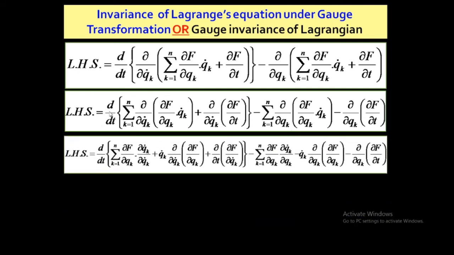Just look at d by dt, summation over k. This is the first function, del f by del qk, and the derivative of the second, which is qk dot, means del by del qk dot, because I am taking the derivative with respect to qk dot. So this is the first function and this is the second function. First function, del f by del qk, derivative of second, del by del qk dot upon del qk dot, plus second function, qk dot, derivative of first. The derivative of the first function is del f by del qk.